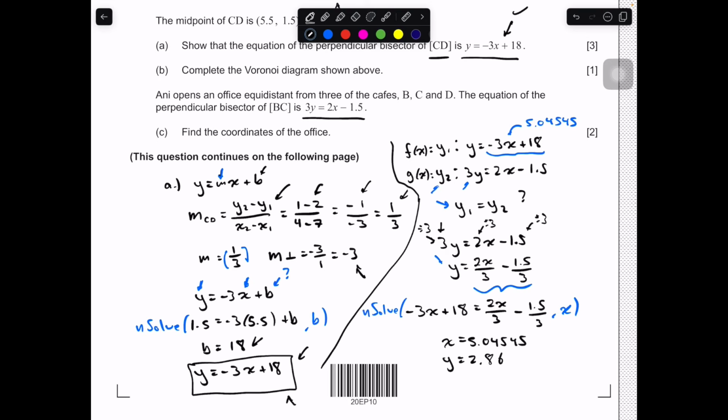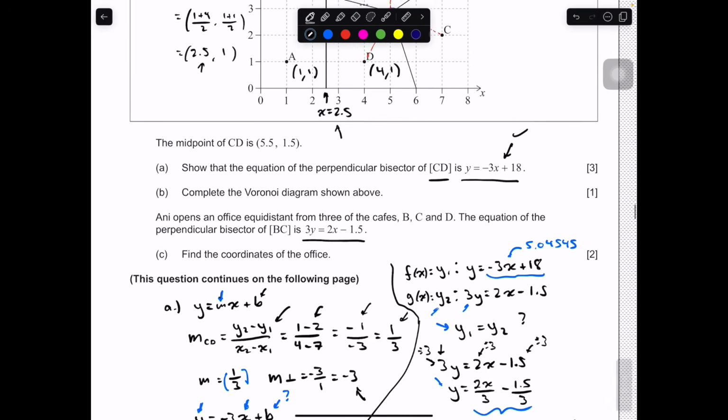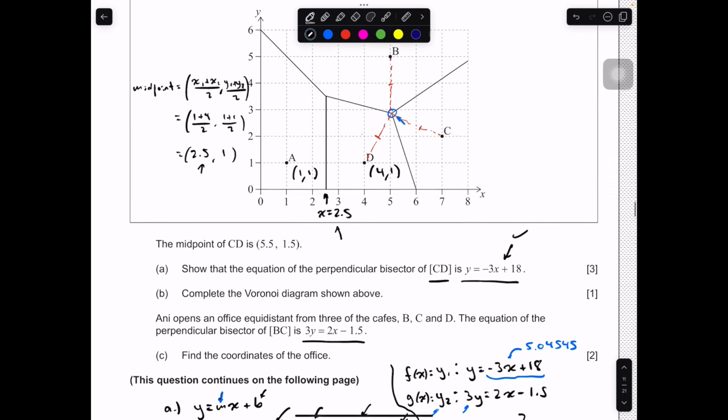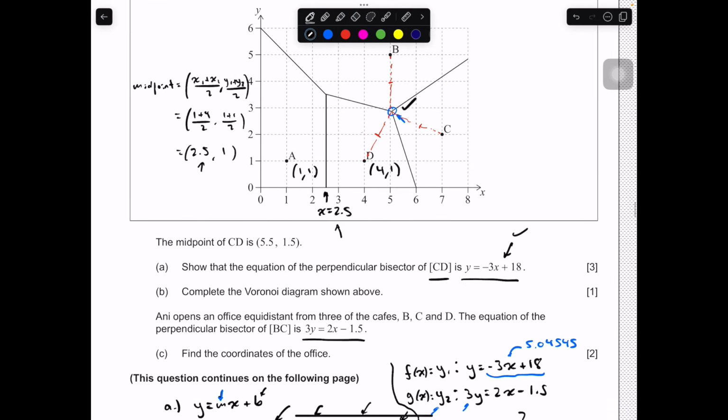Since we're done using the x value, we saved sig figs just until the end, but now we can go ahead and round this up to 5.05, and 2.86. So that should be good, but as a coordinate point it also looks like this, 5.05, 2.86. And let's see if that is about right. Just by inspection, it looks pretty good.